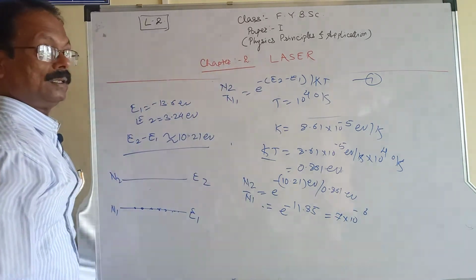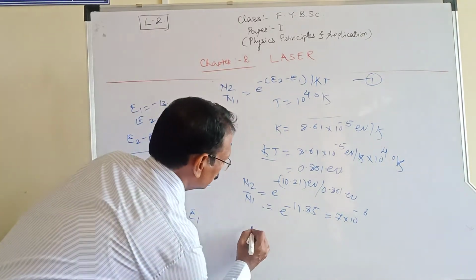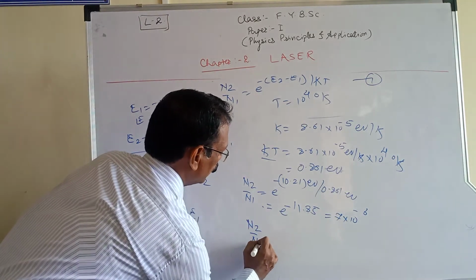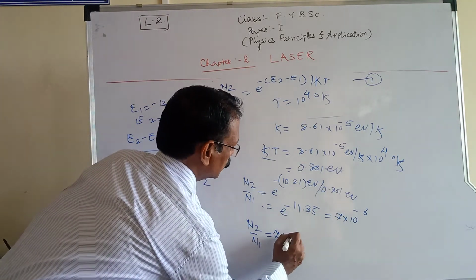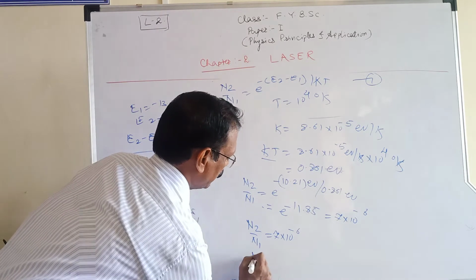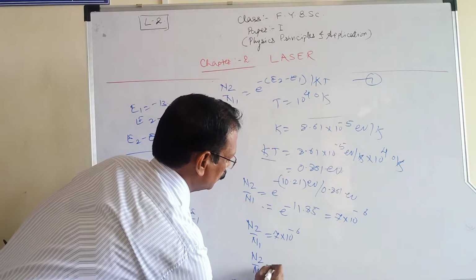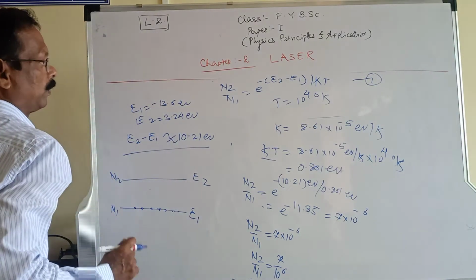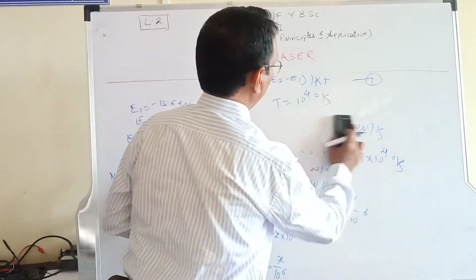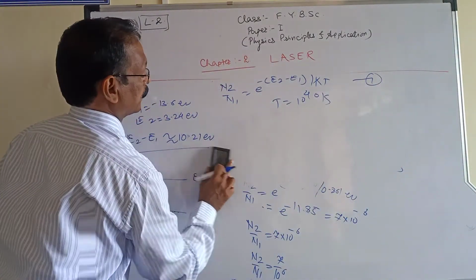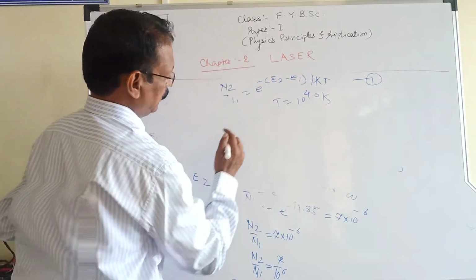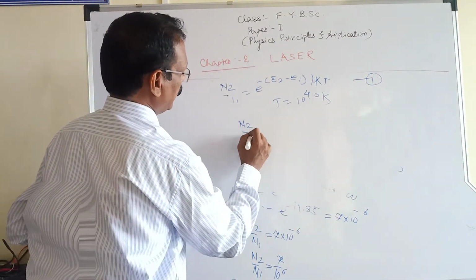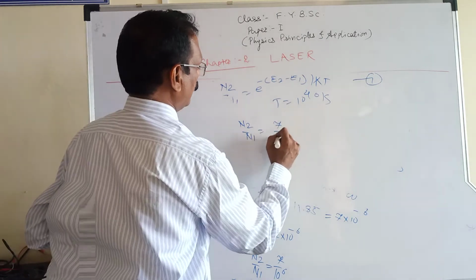So we got this equation. So here N2 upon N1 is equal to 7 into 10 raised to minus 6, or we can write N2 upon N1 is equal to 7 upon 10 raised to 6. So this is the equation. So what did we get? At 10 raised to 4 degrees Kelvin, N2 upon N1 is equal to 7 upon 10 raised to 6.